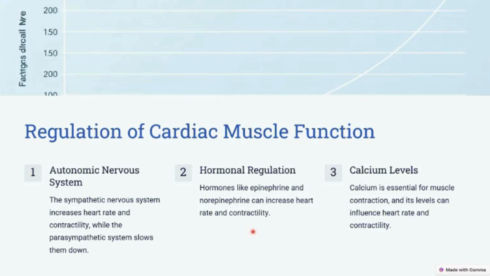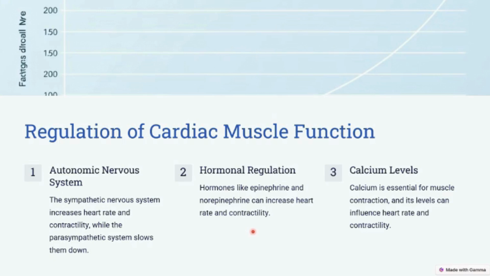Thyroid hormones now: thyroxine and triiodothyronine, T4 and T3, increase the metabolic rate of cells, including heart cells. These hormones can increase the heart rate and the force of contraction over a longer period, contributing to overall heart health and function. Then we have the renin, angiotensin, aldosterone system, RAAS. This hormonal system is crucial in regulating blood pressure and fluid balance. When blood volume or pressure drops, the RAAS is activated, leading to vasoconstriction and increased blood volume, which raises blood pressure and indirectly affects the heart's workload and performance.